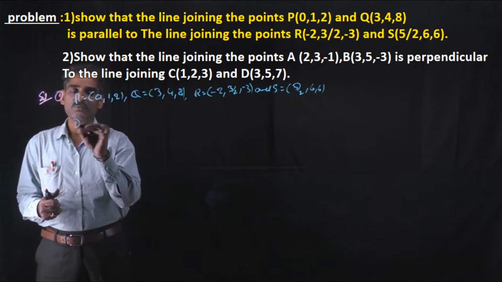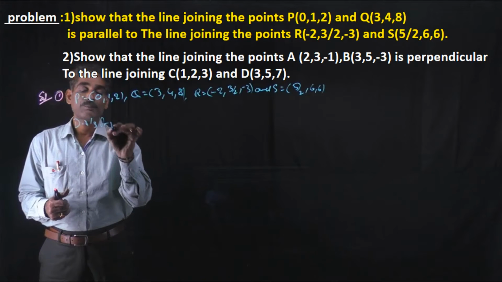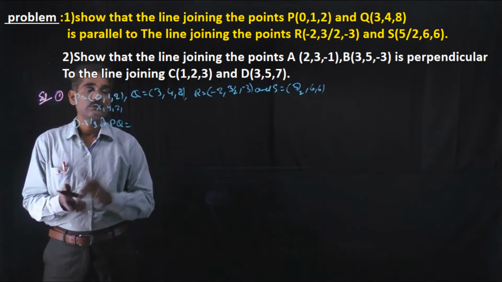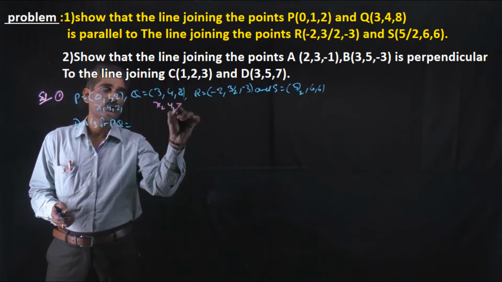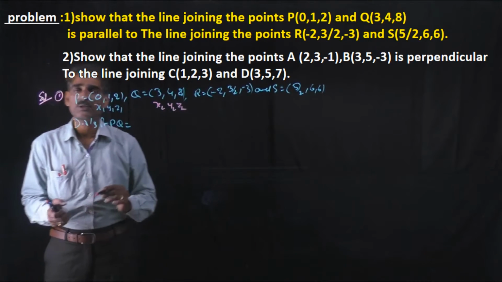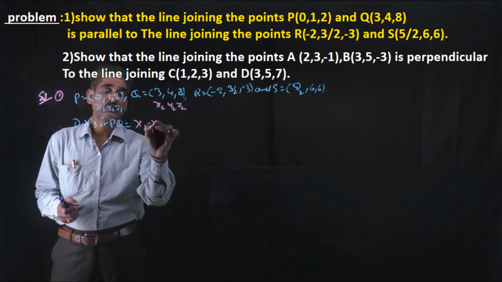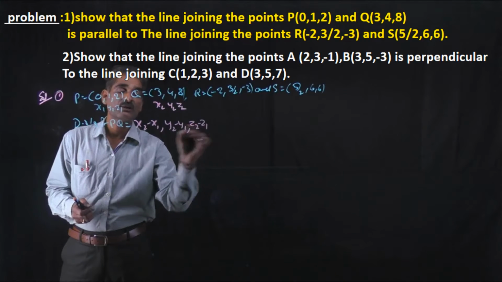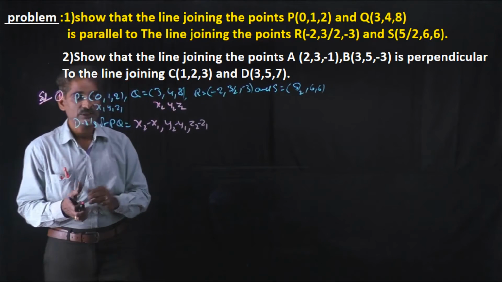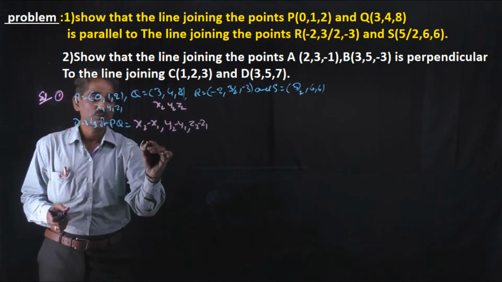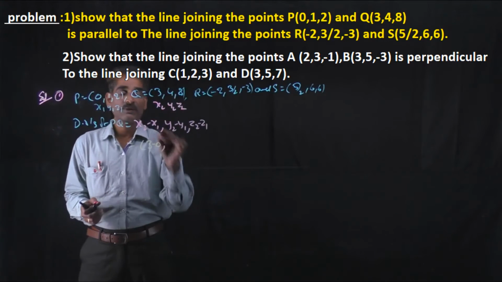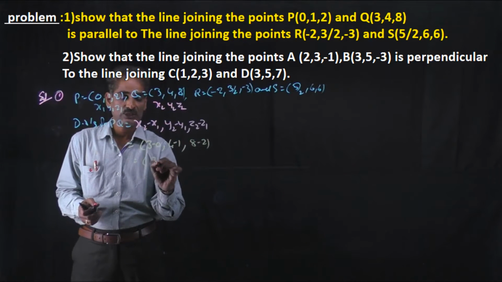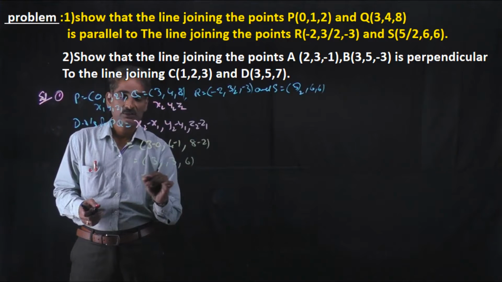DRs of PQ. Suppose P is (x1, y1, z1) and Q is (x2, y2, z2). What is the formula for the DRs of a line? x2 minus x1, y2 minus y1, z2 minus z1. Applying the same formula for these 2 points, we get 3 minus 0, 4 minus 1, 8 minus 2, that is equal to 3, 3, 6. So these are the DRs.